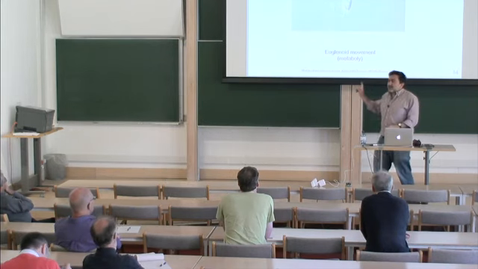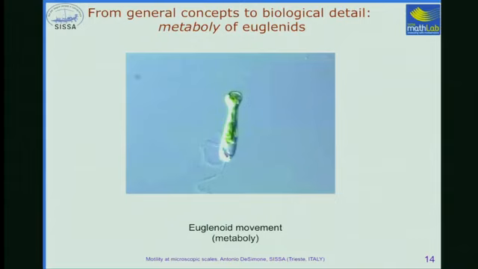So let me show you a couple of examples in which, instead of looking at big principles, we've tried to look at the issue of how the shape change is actually accomplished in specific biological systems. I will show you one. So this is one of our favorite examples.